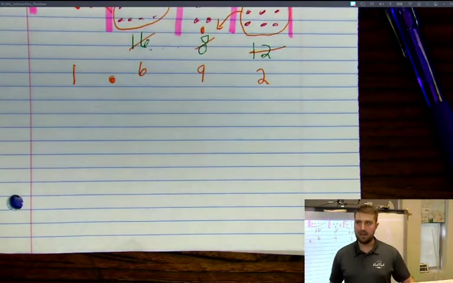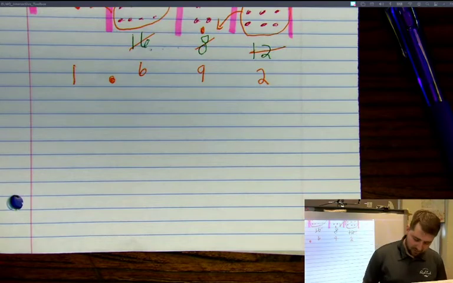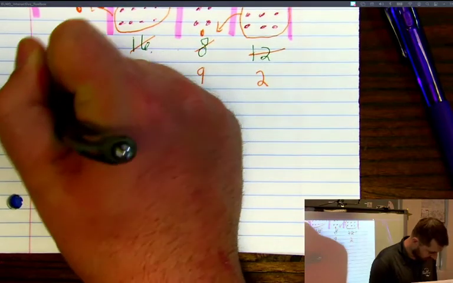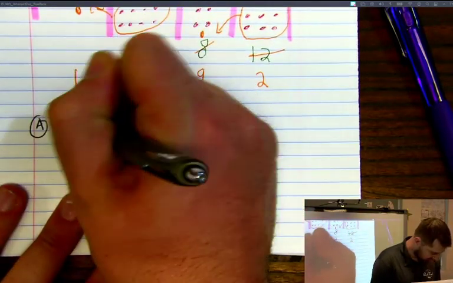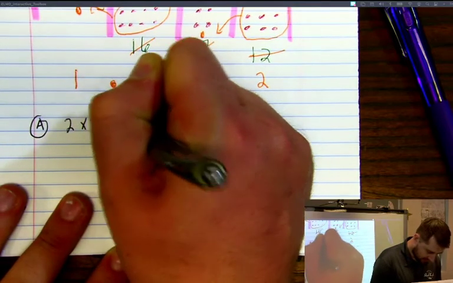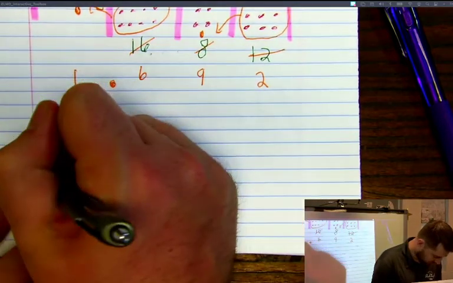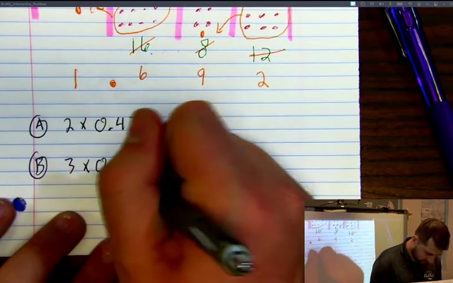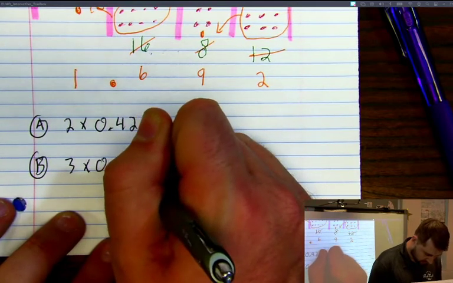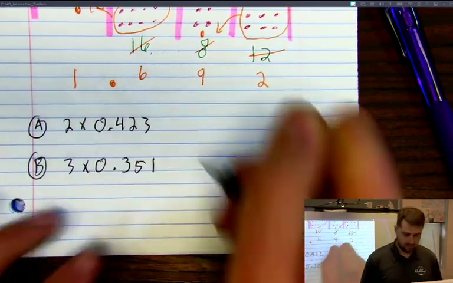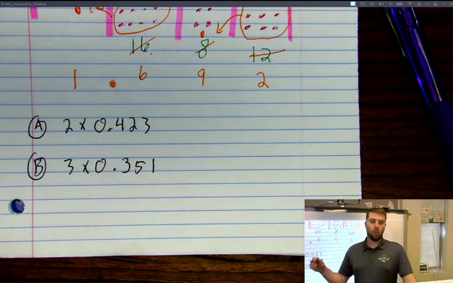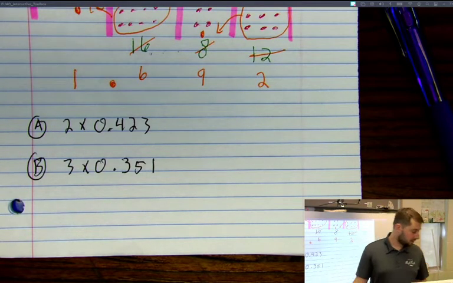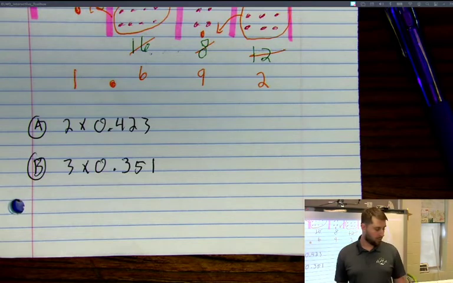All right, I'm going to give you all 2 problems to try on your own, and then we will move on to an area model. We'll use an area model with bigger numbers. So for these first 2, I'm going to label them A. It's going to be 2 times 423 thousandths, and then B is 3 times 351 thousandths. So there are 2 problems for you to try on your own. Once you've got those drawn out, come on back and we will check or move on to an area model to solve one more problem.